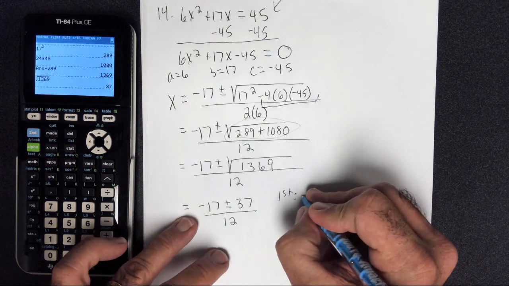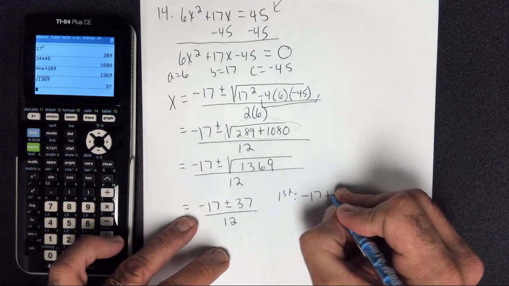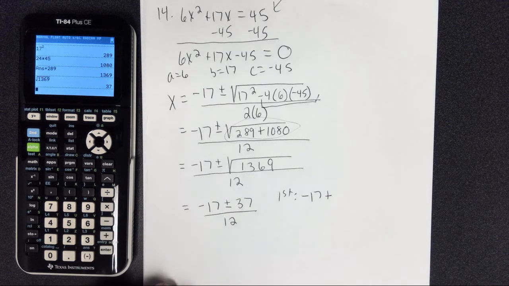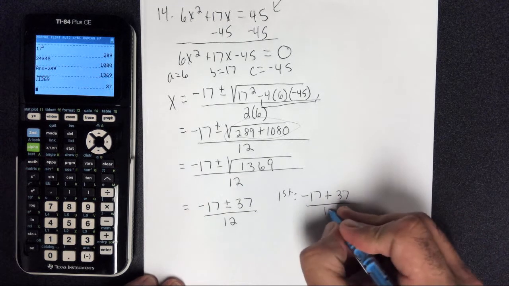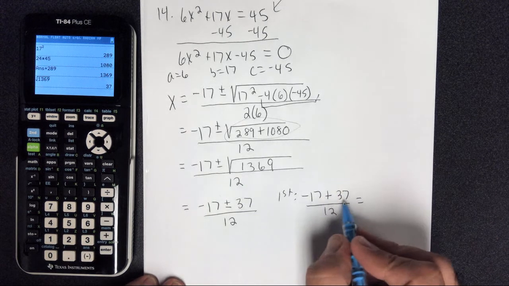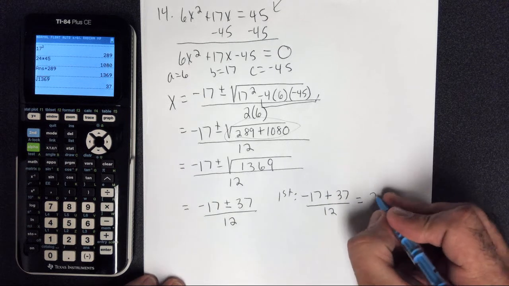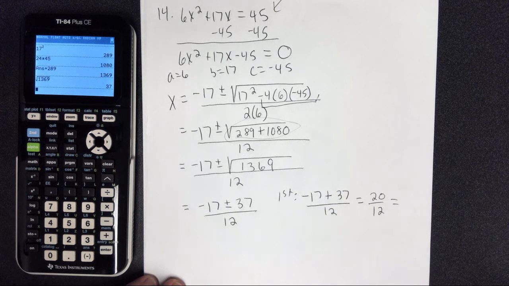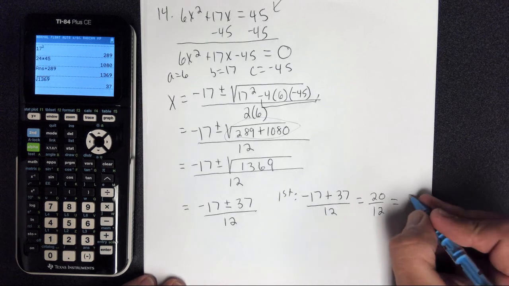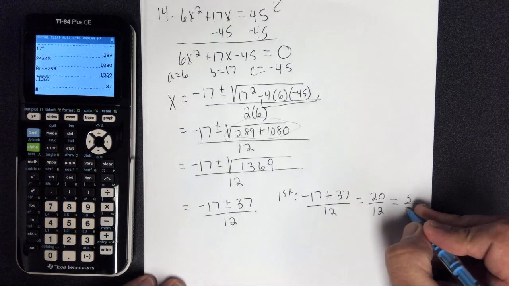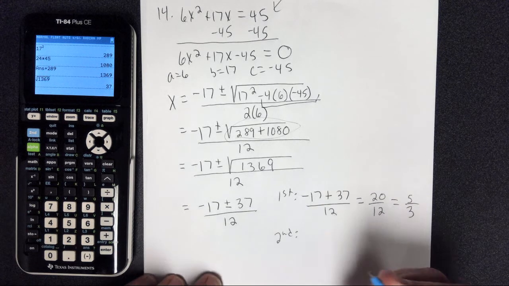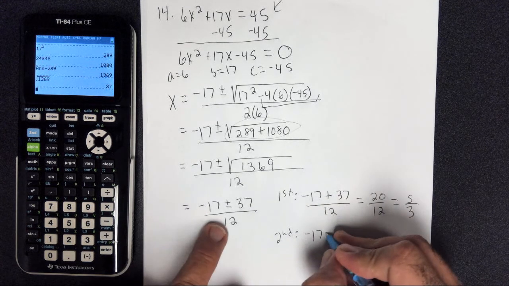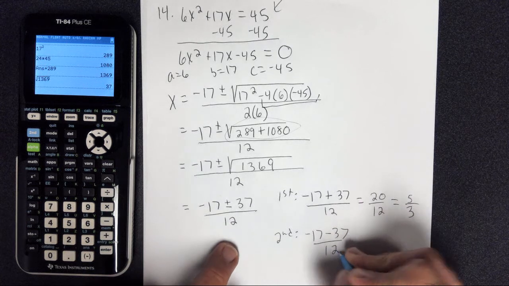So the first answer is negative 17 plus 37, all divided by 12. So negative 17 and 37 gives me 20 over 12, which we can reduce. What are we taking out of those? 4s. So I get 5 over 3. Second answer, I take the negative 17 minus 37 over 12.